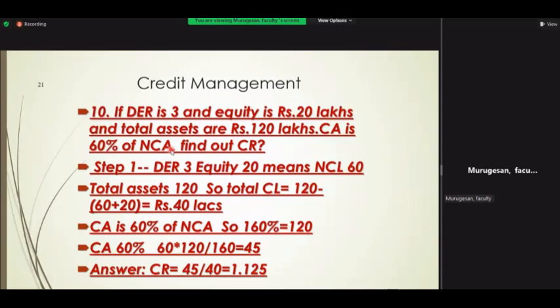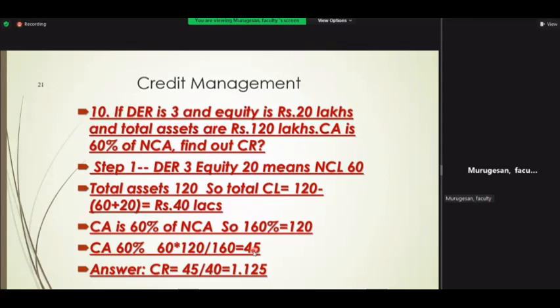Then you assume the total assets are 120. So 120 divided by 8 into 5 will be NCA, and 120 divided by 8 into 3 will be current assets. So current assets will be 45, and 75 rupees will be NCA. Now you calculate: it will tally, 60% of NCA. 75 means 60% is 45.